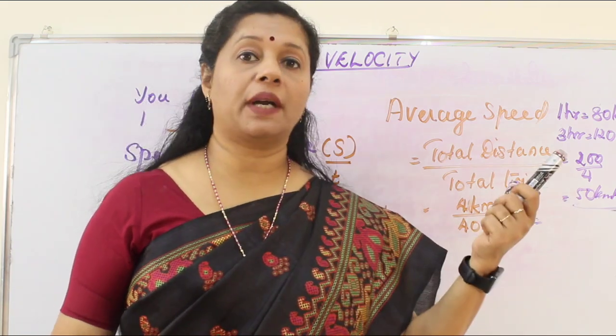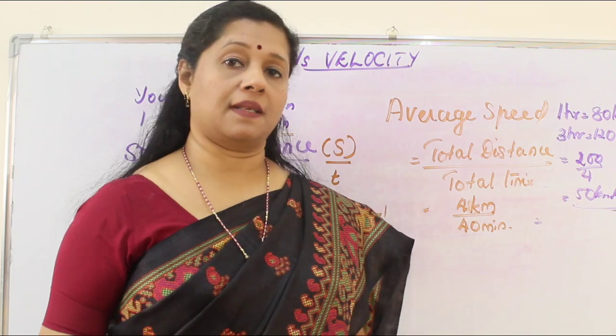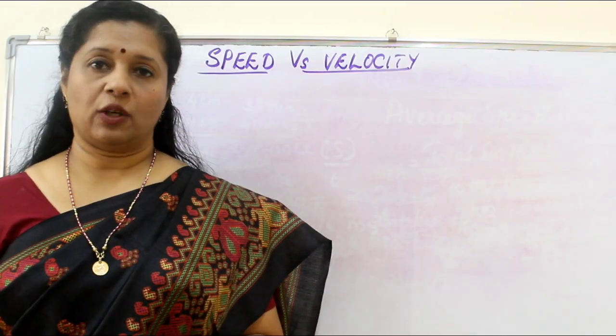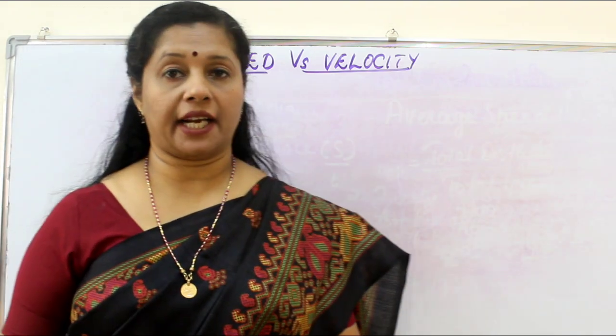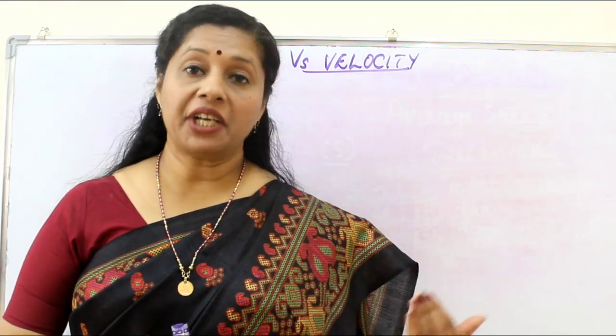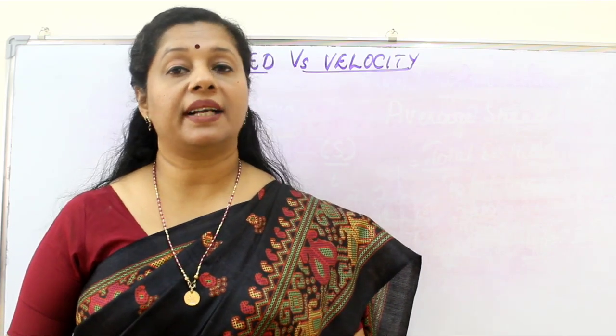Sometimes I sped up to 120, then slowed down to 60. So it was varying, but my average speed is this. Now let's talk about velocity. See, speed means distance by time. We are not considering any direction. But if we tell in which direction we are traveling in a particular time, then that is called a velocity.